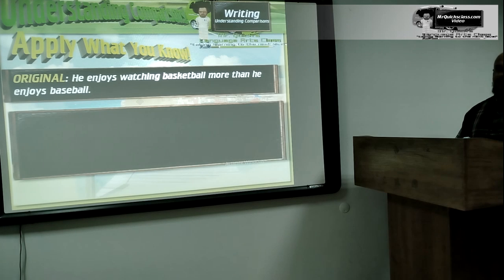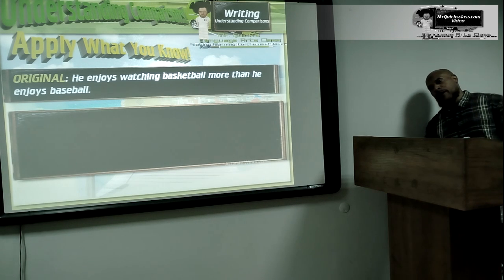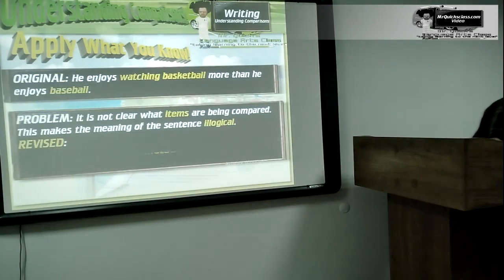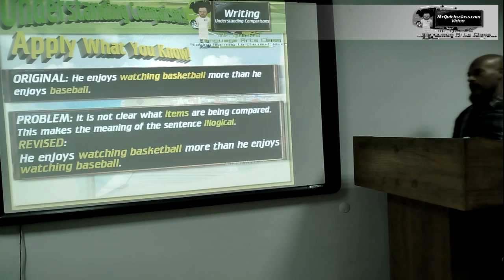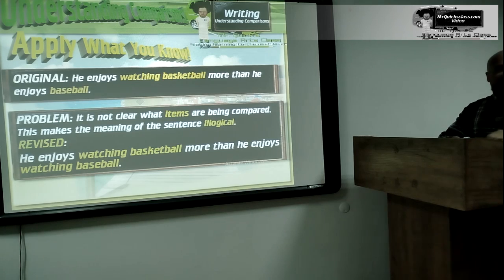It's incorrect. No, it's correct. Incorrect. What's wrong with it? He enjoys watching basketball and the comparison is watching baseball, not baseball. Oh, it should be watching, because they were comparing watching to a sport, not watching the sport. Okay, I can agree to that. He enjoys watching baseball more than he enjoys watching basketball.